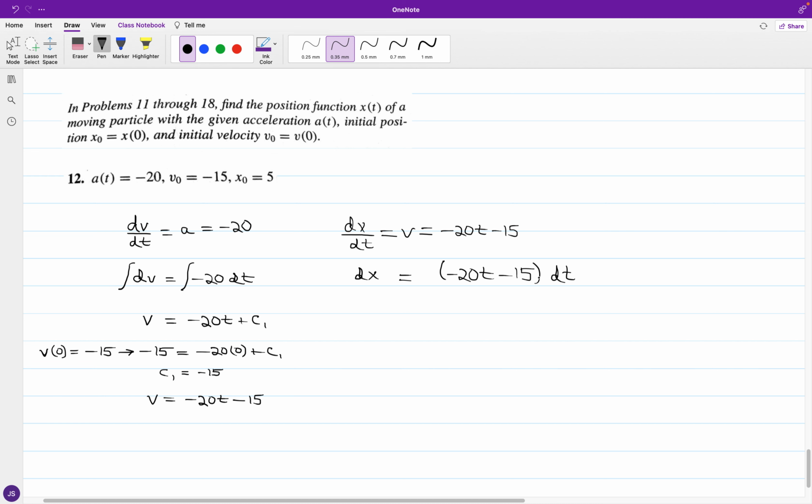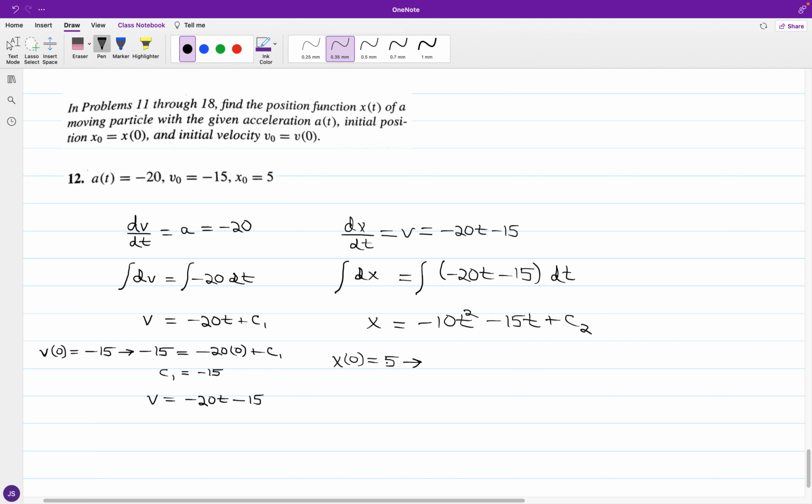After separating, we can integrate. Left-hand side becomes x, and with the power property of integration, we have negative 20t with an antiderivative of negative 10t squared. For negative 15, this will go to negative 15t, followed by the second constant, and specifying what the second constant will be. Again, we have the initial distance or position is going to be at x of 0 is equal to 5.